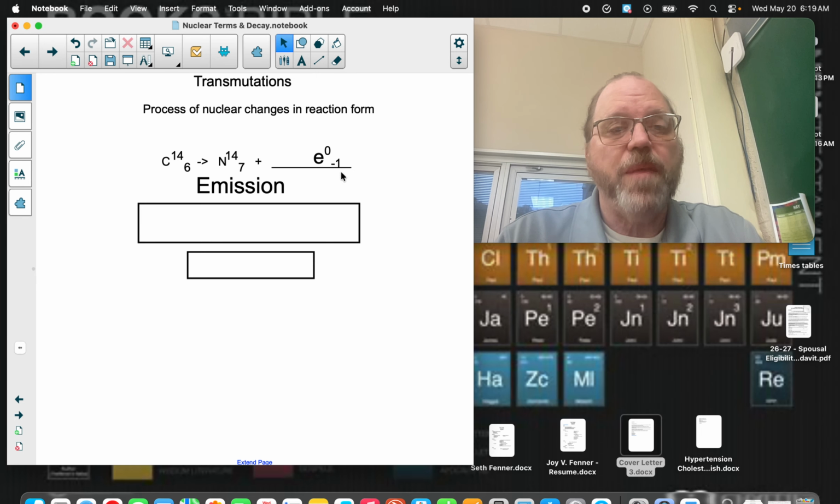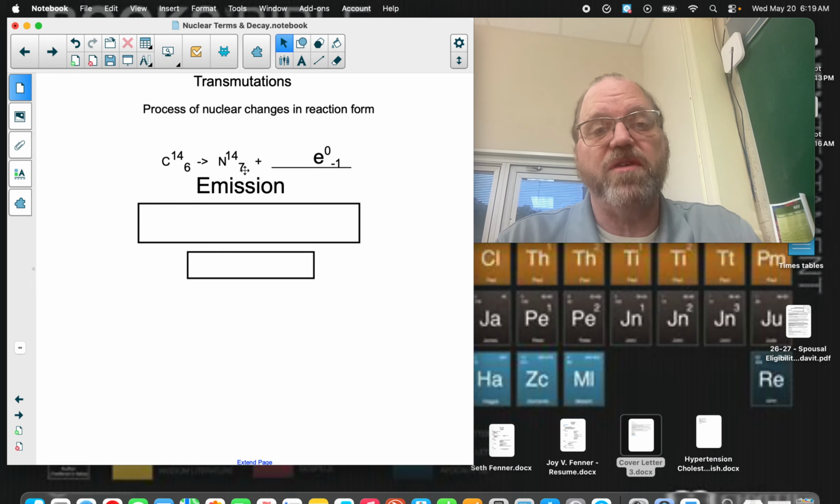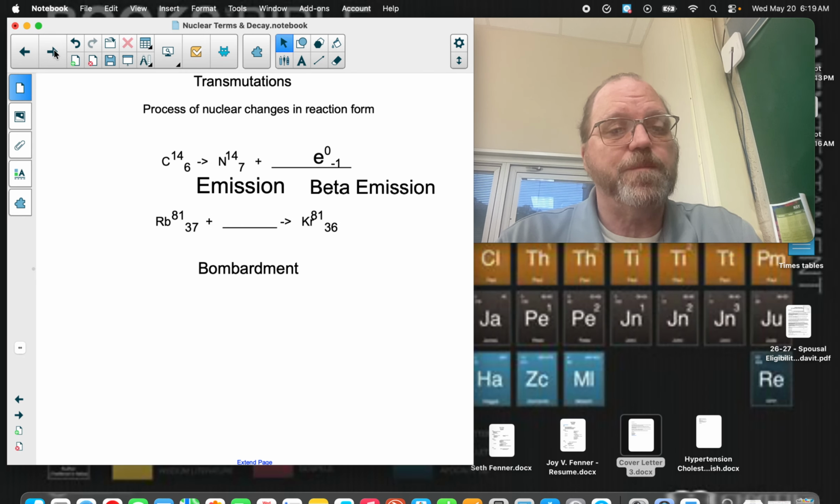So if we add a beta emission, 7 minus 1 is 6. The atomic numbers, the number of protons, need to be the same on both sides, and the atomic mass, the number of protons and neutrons, needs to be the same on both sides. So 14 plus 0 is still 14. That's good. 7 plus -1, that's 6. That's how that works. All right.